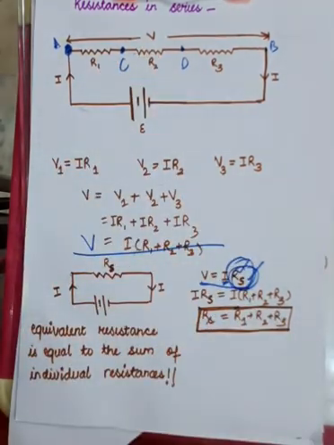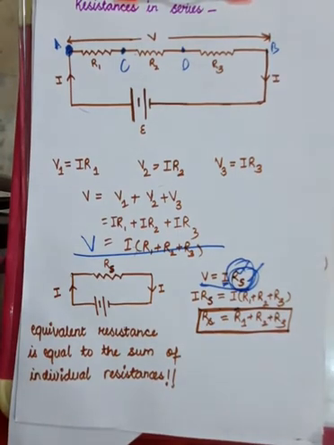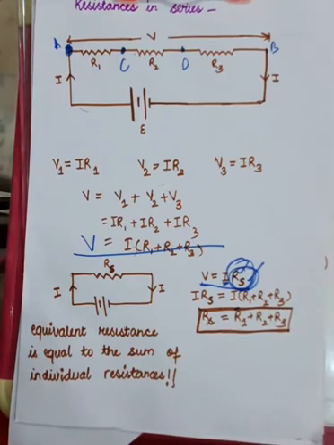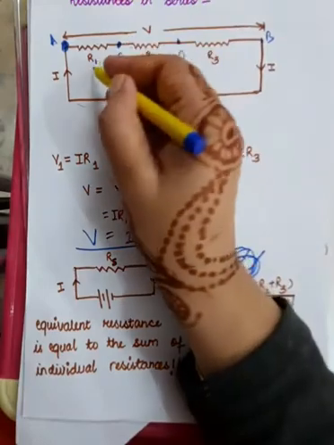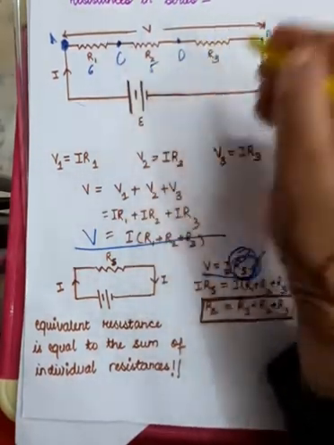After that, what is the next point? The total resistance is the sum of all the individual resistances. And the next point to be noticed here is that the total resistance is even more than the greatest resistance in the circuit. Suppose this is 6 ohms, this is 5 ohms, and this is 4 ohms.